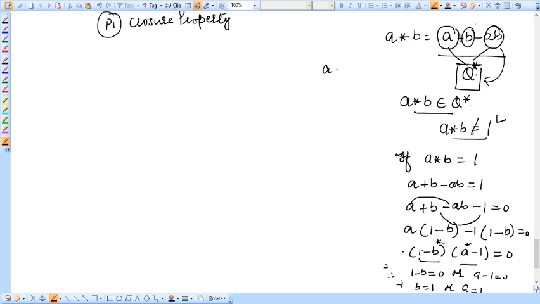Why? Because A, B are elements of Q star, and Q star contains all those elements which are not equal to 1, right? So therefore it is a contradiction. Hence we can say A star B could not be equal to 1. It is never equal to 1. So therefore A star B is some rational which is not equal to 1. Hence we can say A star B belongs to Q star. Okay. So we will have to write this explanation under this property, closure property. Okay, let me drag it here.